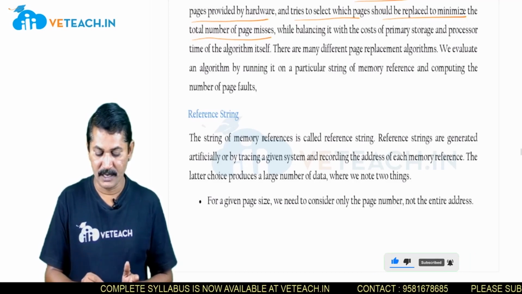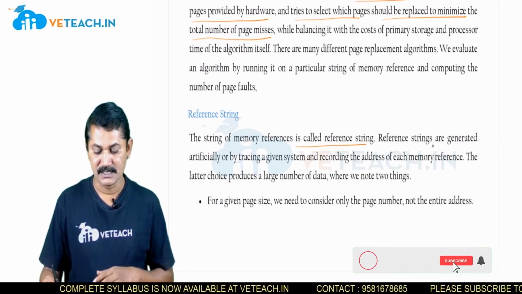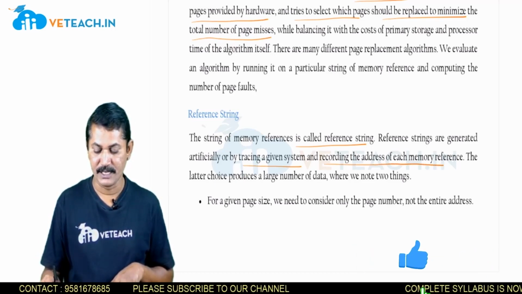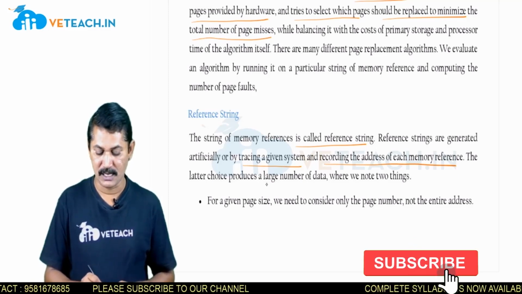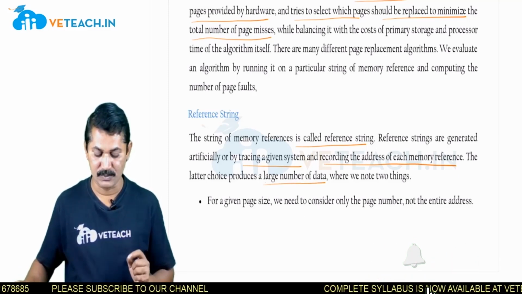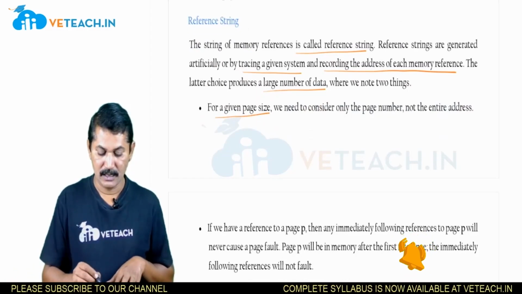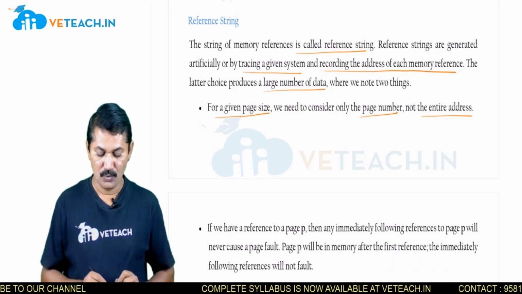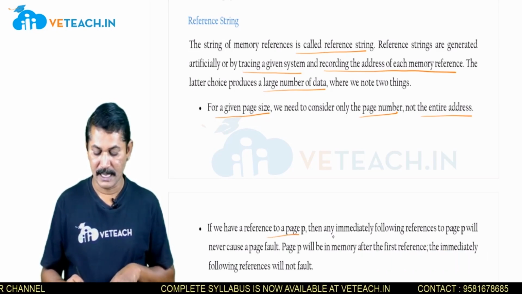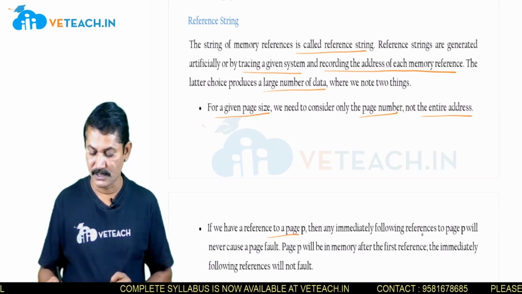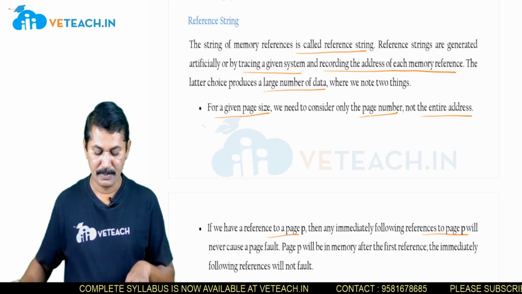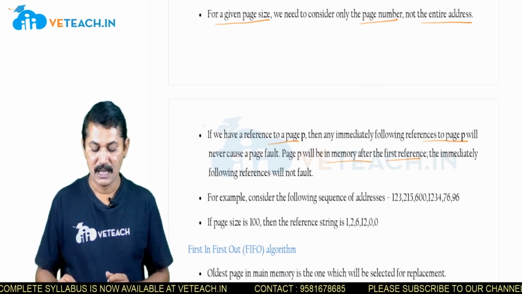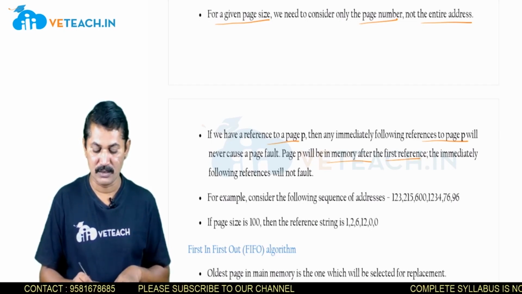The string of memory references is called the reference string. Reference strings are generated artificially by tracing a given system and recording the address of each memory reference. The latter choice produces a large amount of data, where we have two things. One, for a given page size, we need to consider only the page number, not the entire address. Two, if we reference a page P, then immediately following references to page P will never cause a page fault. Page P will be in memory after the first reference, and the immediately following references will not fault.